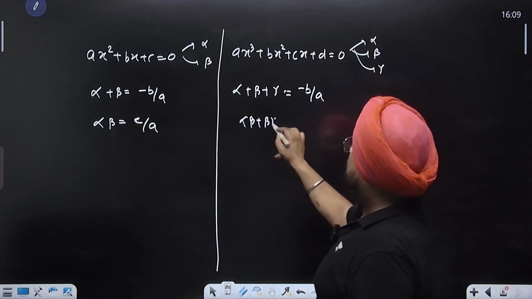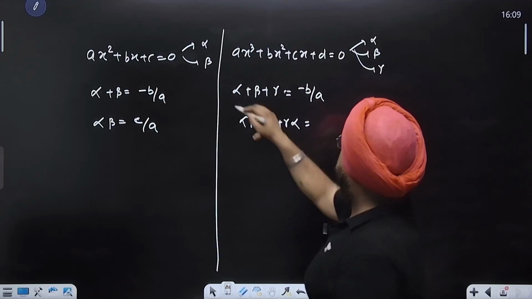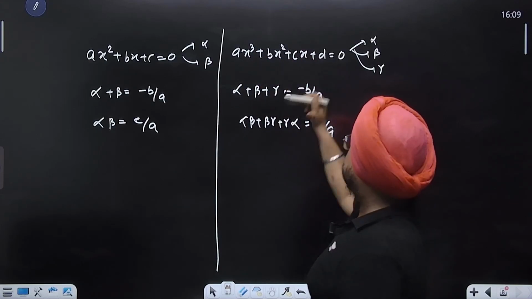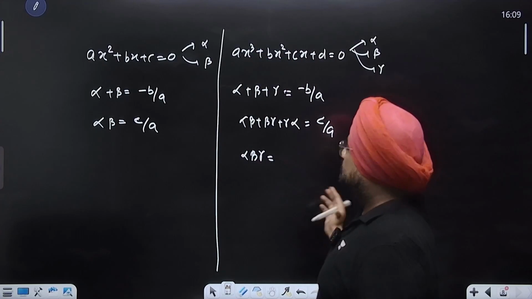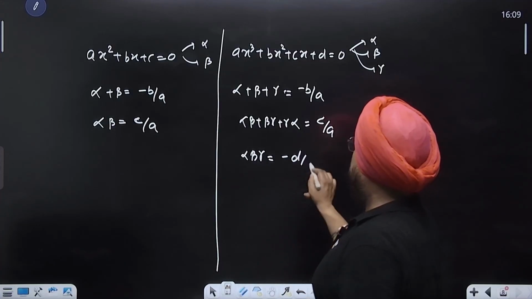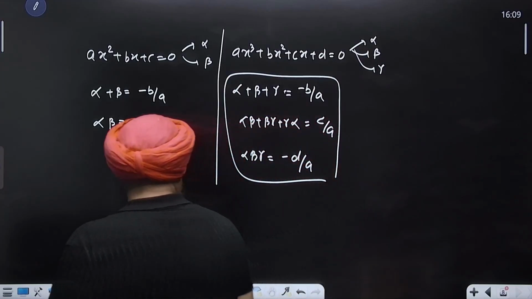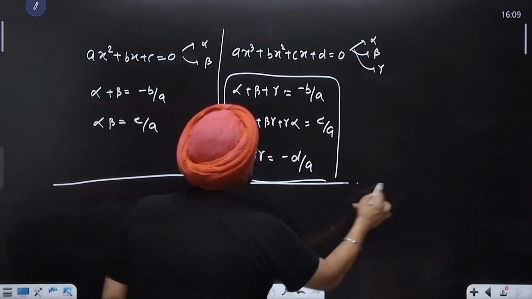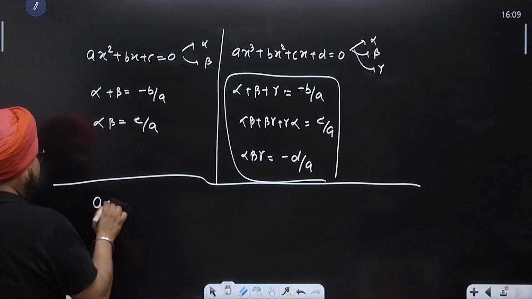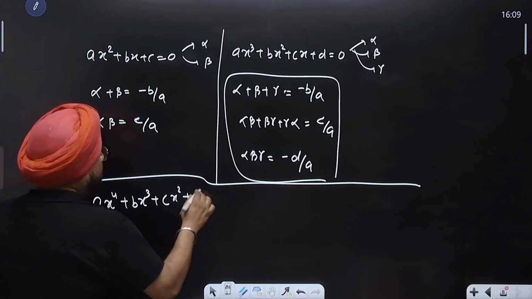Then the sum of roots taken two at a time, alpha beta plus beta gamma plus gamma alpha, is plus c by a. The sign gets changed, plus minus, and the product of all the roots is minus d by a. So this theory of equations can be expanded for an nth degree polynomial equation. Let's start with a biquadratic equation.